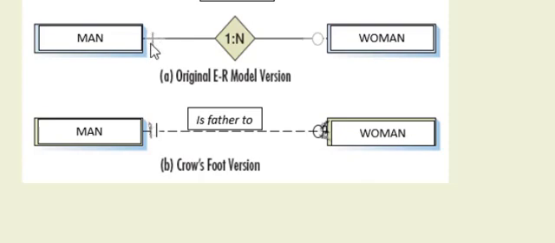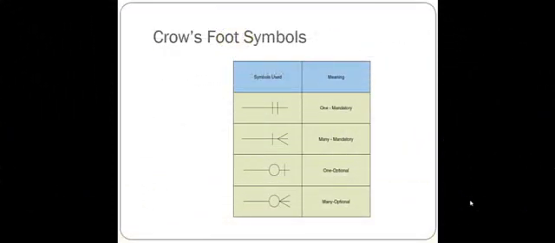So you notice we have this line through here, meaning that's required. A woman has to have a father. And we have the two lines here. The inside line is the one to the crow's foot many, and the outside line is the required, the minimum cardinality. So that will complete everything you need to do in deciding on the binary relationship between two entities. This is a handy reference for the crow's foot symbols. This means you have to have at least one.